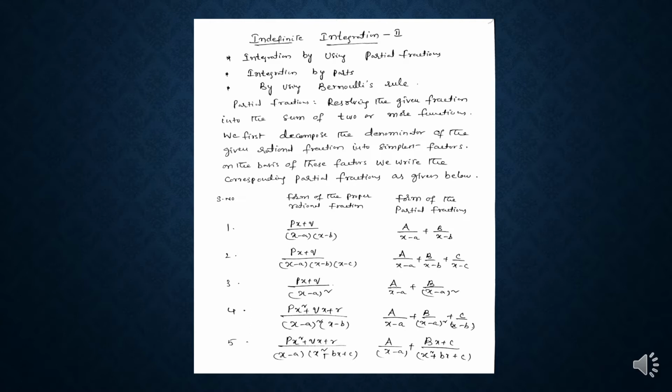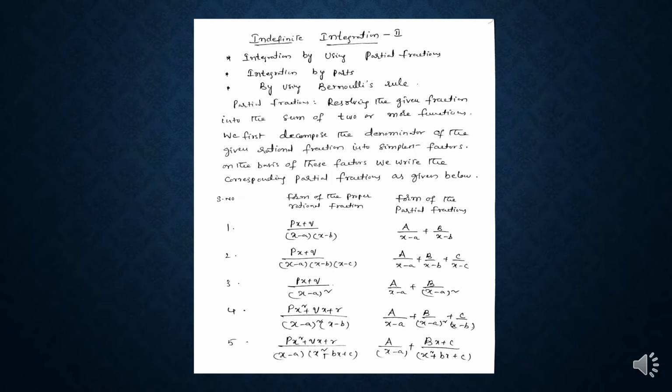Now coming to the fourth type of rational fraction. px square plus qx plus r divided by x minus a whole square into x minus b. In the denominator, we can see the one repetitive factor, that is x minus a whole square, and x minus b, this is the linear factor. So we can take the partial fractions like this: A by x minus a plus B by x minus a whole square plus C by x minus b.